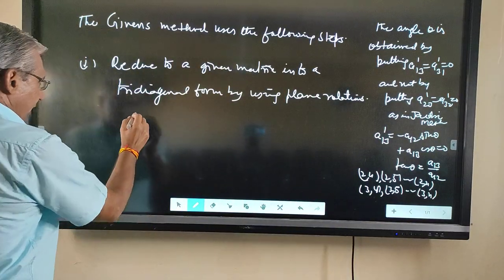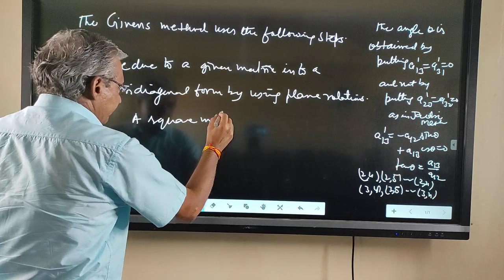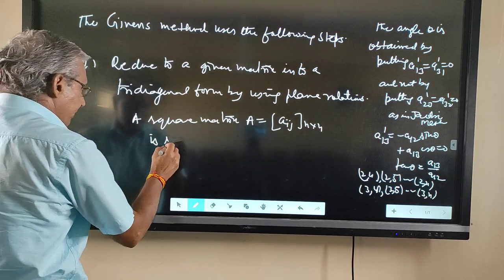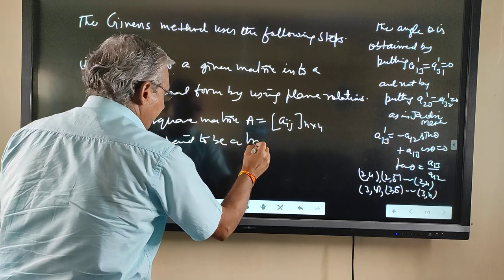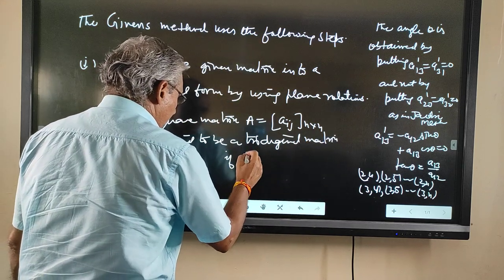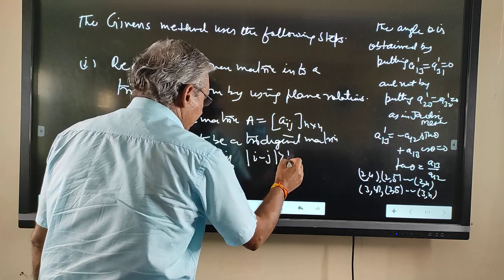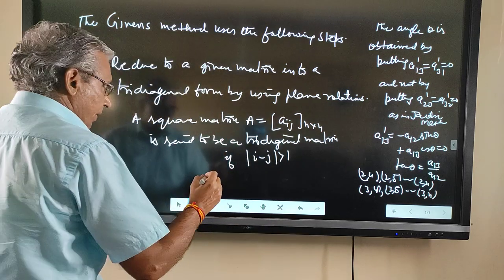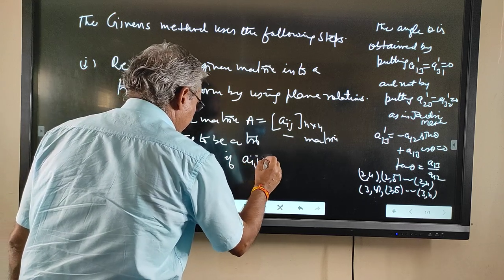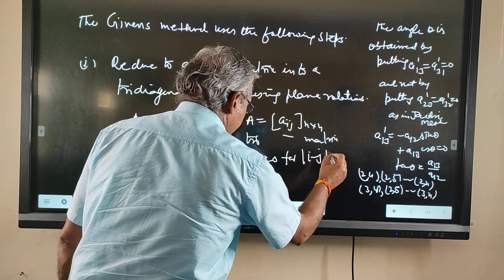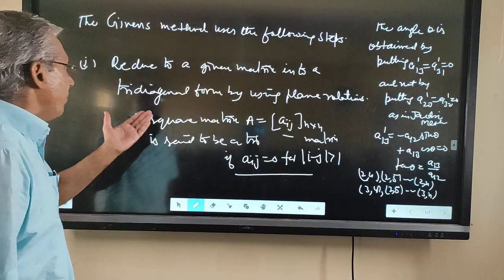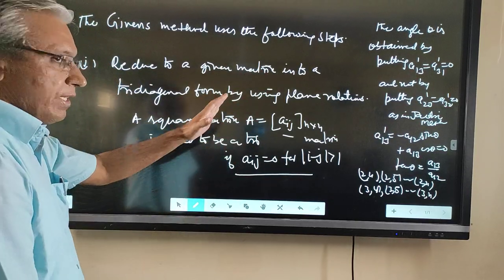We know that a square matrix A_ij, which is n by n, is said to be a tri-diagonal matrix if A_ij equals 0 for |i - j| greater than 1. This square matrix is known as a tri-diagonal matrix. So first of all, we reduce a given matrix into a tri-diagonal form by using plane rotation.